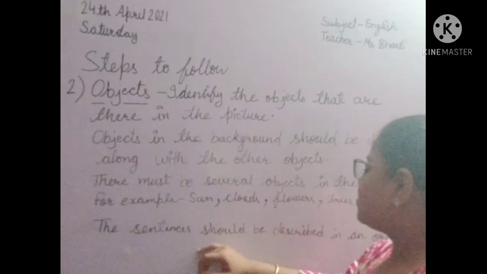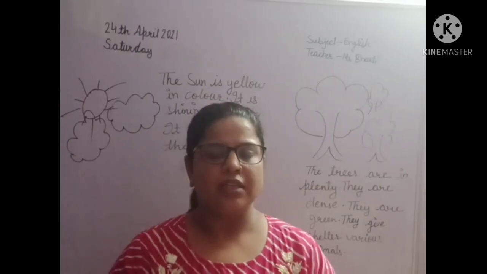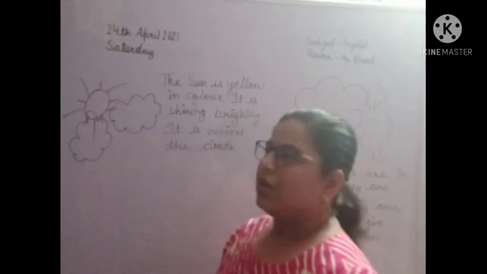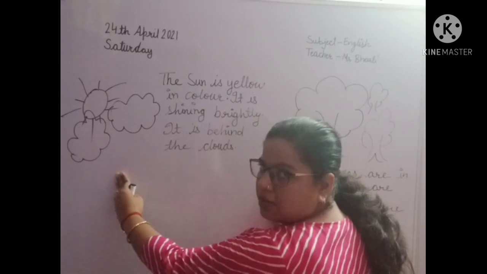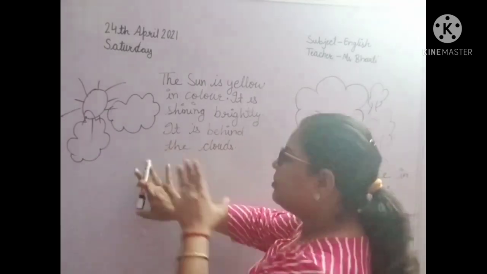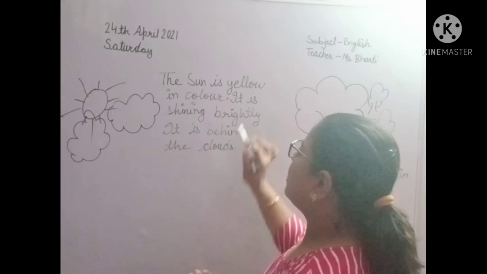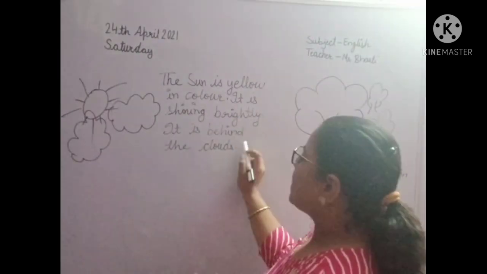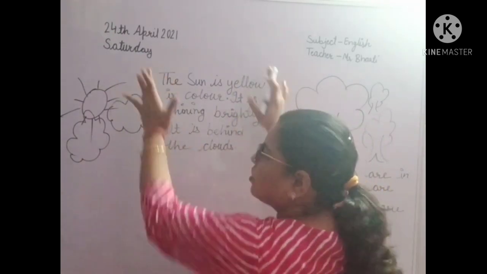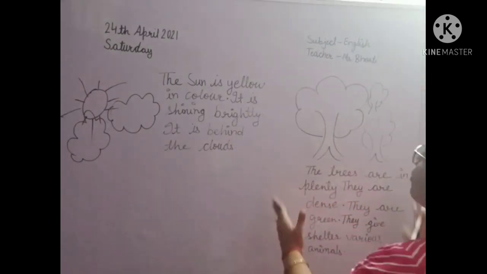The sentences should be described in an order. The sentences should be written in an order means, for example, we have two objects here from the same picture. Here we have described the sun. We have written here, the sun is yellow in color. It is shining brightly. It is behind the clouds. First, we will complete the description of one object. Then we will move on to the description of the other object.